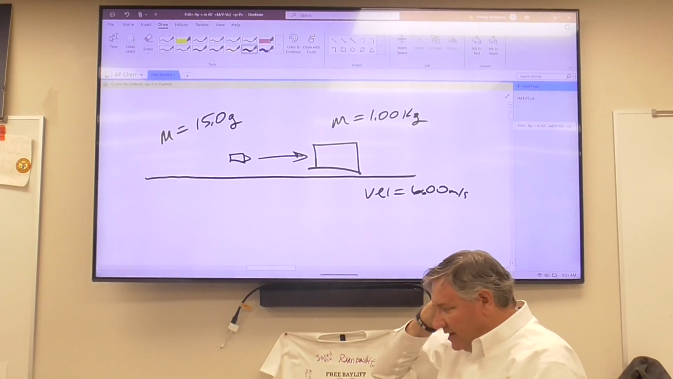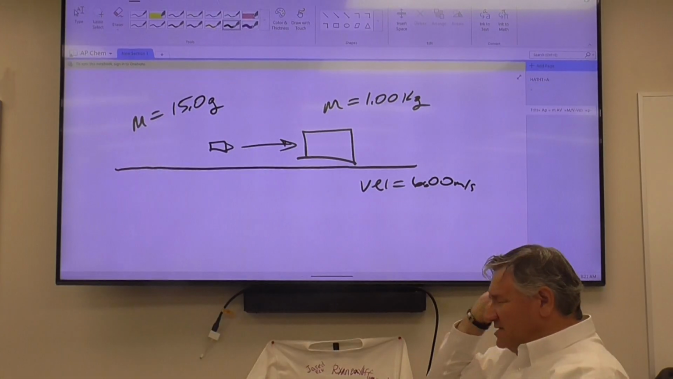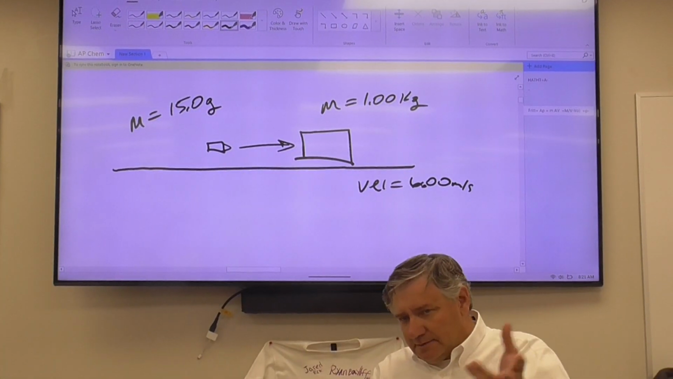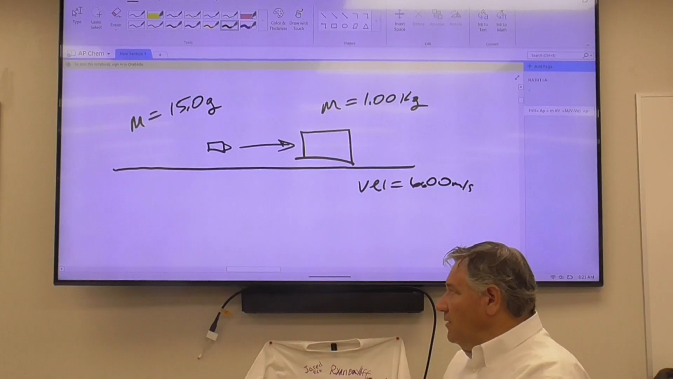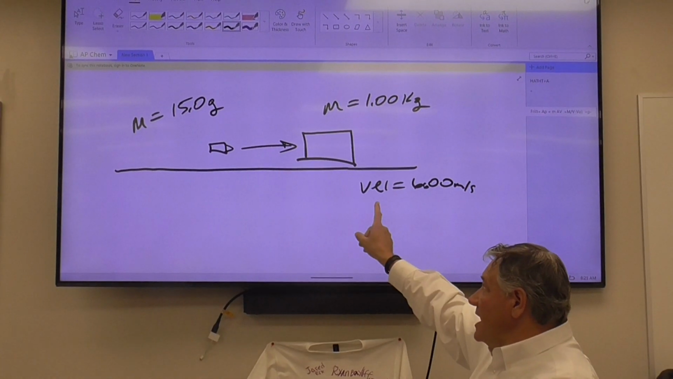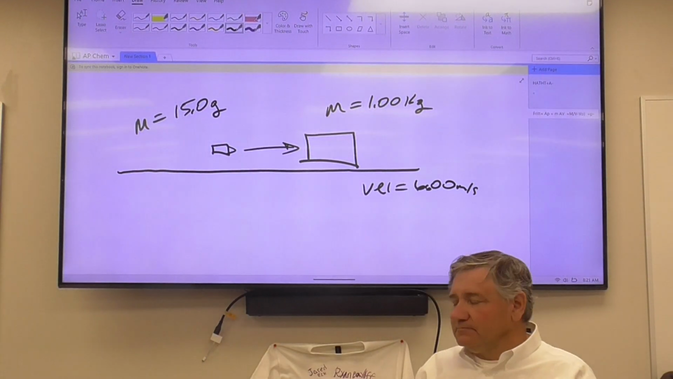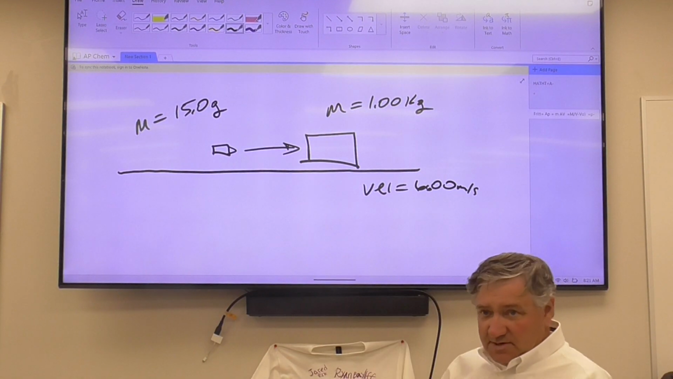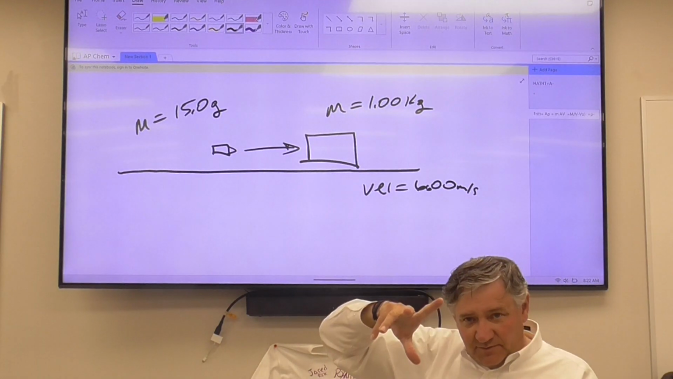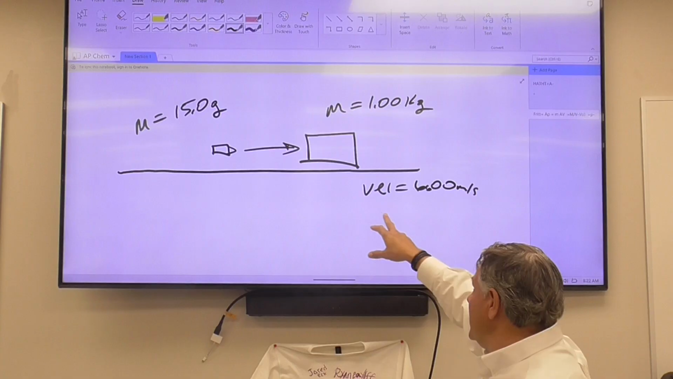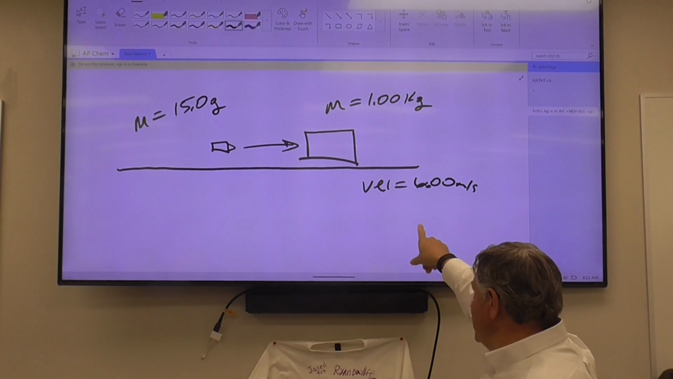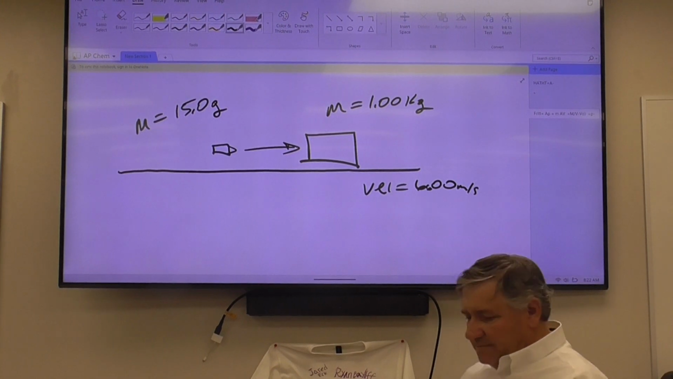So here's the setup. A lot of times with momentum problems, you'll have a bullet and a block. In this situation, you're going to have a bullet traveling at an unknown velocity. It has a mass of 15 grams. It's going to hit a block of wood that's on a frictionless surface. And the bullet is going to make the block move at 6 meters per second.